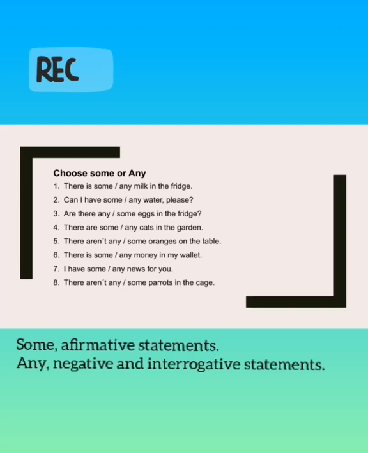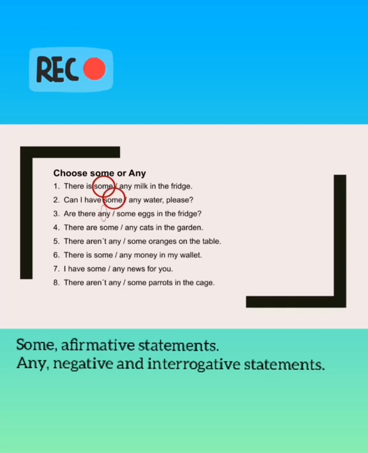Yes, very good. Number 1, there is some or any milk in the fridge. Which is the correct one? Yes, very good. Some, so circle the answer. Number 2, can I have some or any water, please? Which is the correct one? Yes, some. Can I have some water, please? Excellent. Number 3. This is a question, okay? Are there any or some eggs in the fridge?